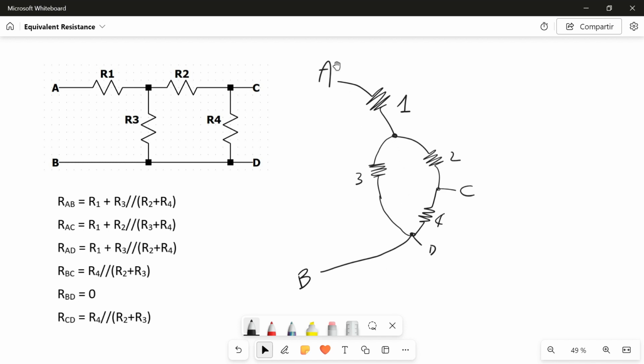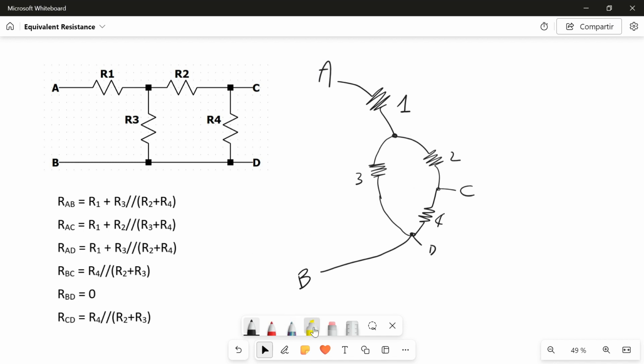So we can say that the resistance between A and B, RAB, is equal to R1 plus what we have here. And what we have here is the parallel between R3 and the sum of R2 and R4. We don't care about this terminal because we are not interested in it, as we are calculating the resistance between A and B.